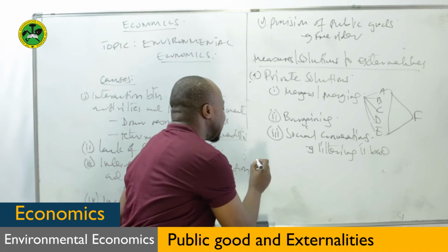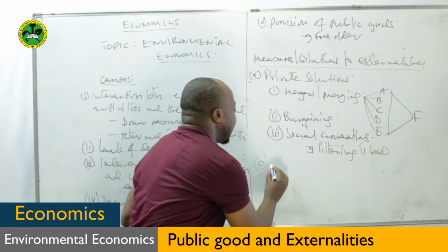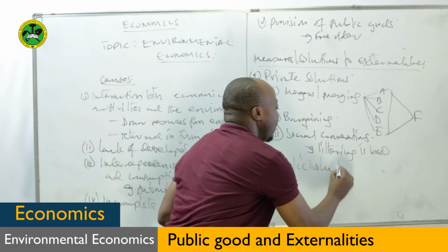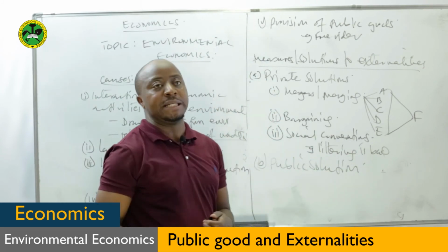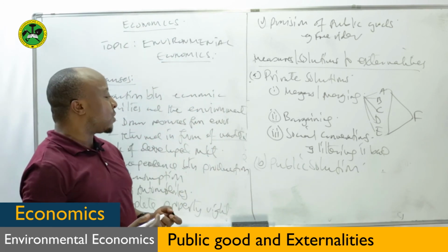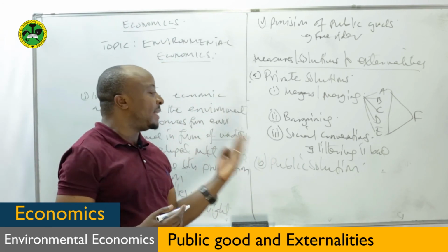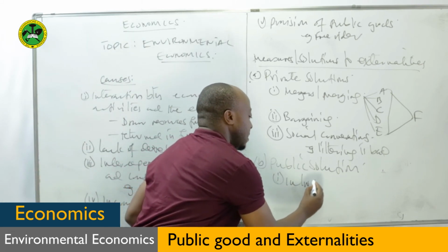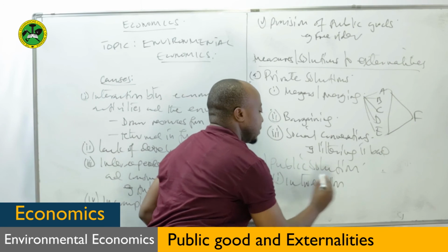Then the last part is the public solutions. This is now under the government. Under the government, they can also use different solutions to deal with externalities. And number one is the introduction of tax.